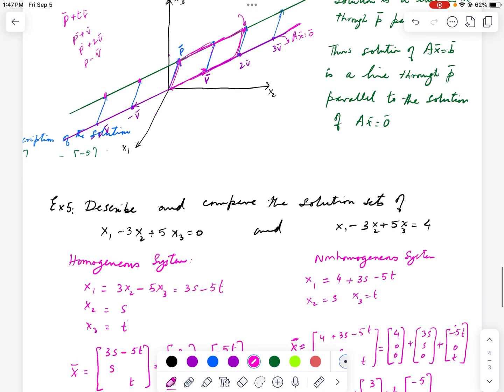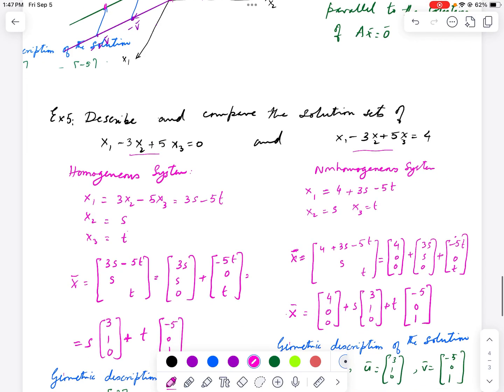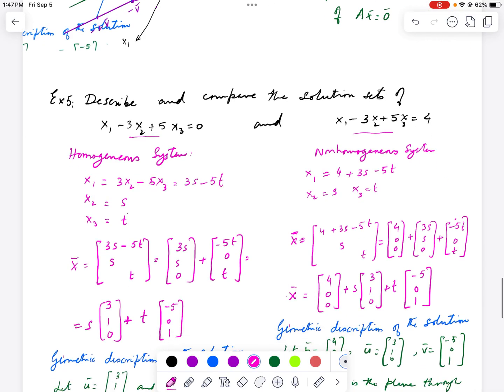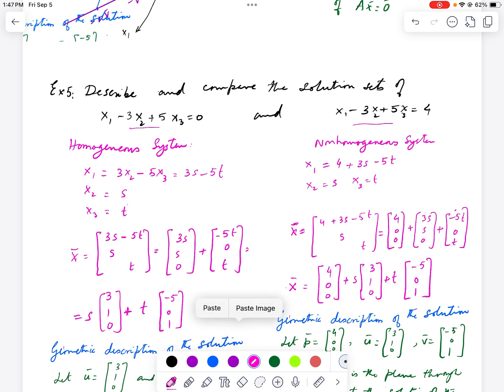Let's look at another example. It says describe and compare the solution sets of these two equations. If you notice, they are the same equation: the first one is the homogeneous system and the second one is the non-homogeneous system. I did the work, which we did earlier. We get two vectors and we have two free variables. I did my algebra and found the solution of the homogeneous case.